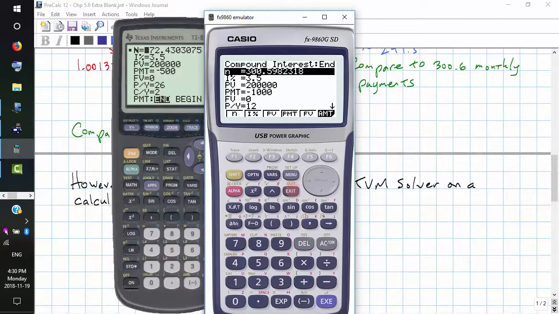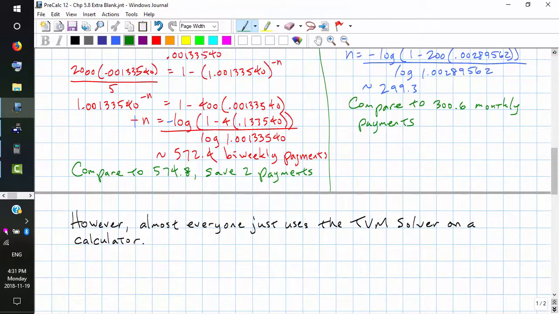We press exit to get out. We want to change this to a legal 2 compoundings per year. Go back up and press N, and we get 299.3. Okay, so that's how we use the TI and the Casio TVM solver.